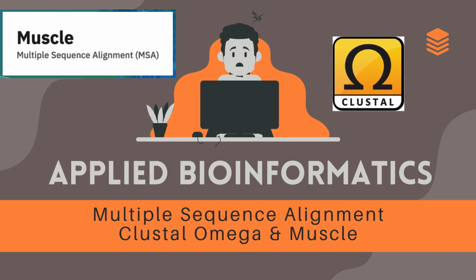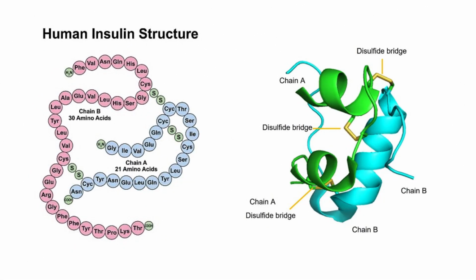Multiple sequence alignment is a method used to align three or more biological sequences and identify regions of similarity that may indicate functional, structural, or evolutionary relationships. In this exercise, we will use insulin sequences from different organisms to demonstrate how to perform multiple sequence alignment and analyze the results. Insulin is a crucial hormone produced by the pancreas that regulates blood glucose levels.